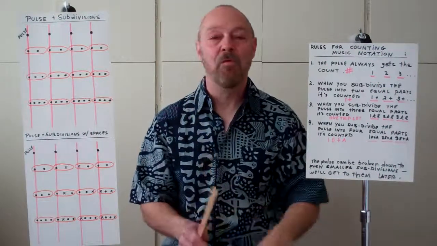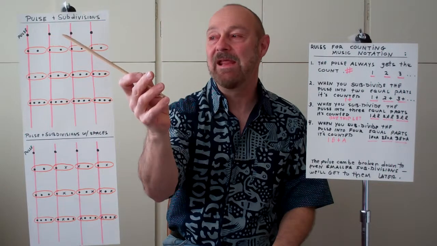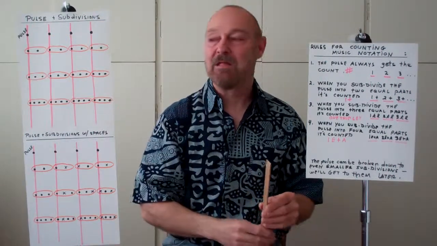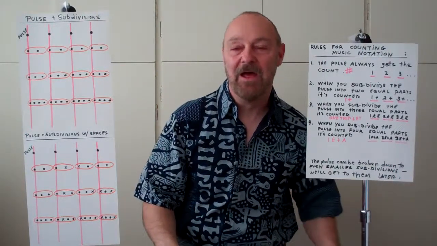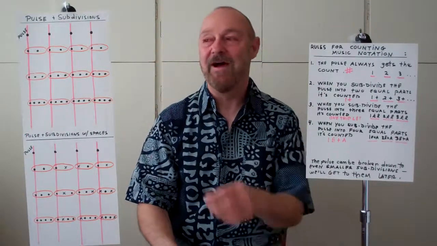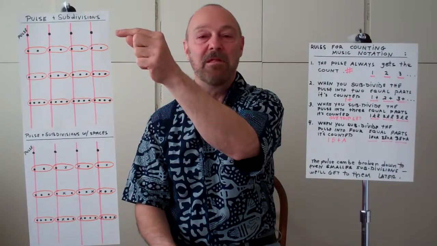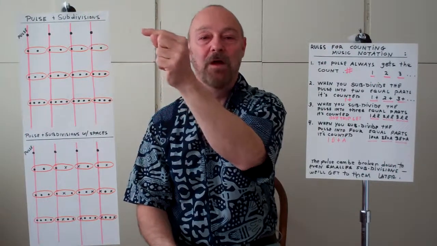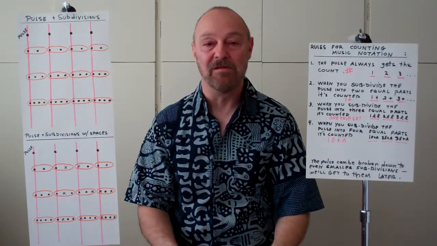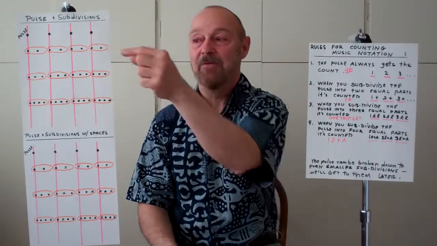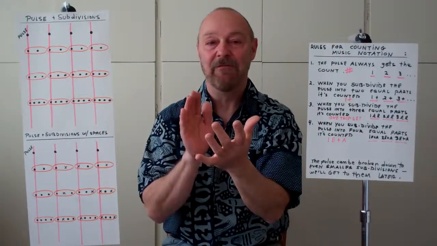The pulse, we're going to be having 4 pulses in each bar. 1, 2, 3, 4. Now I'm going to subdivide the pulse into 2 equal parts. Now this is what we need to feel. What is the feeling of dividing a pulse into 2 equal parts? We know the pulse is counted 1, 2, 3, 4. If I subdivide it into 2 equal parts, the rule says you count it 1 and. Here we go. 1 and, 2 and, 3 and, 4 and.